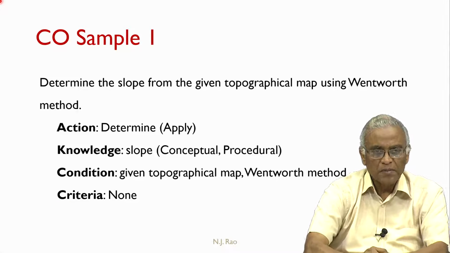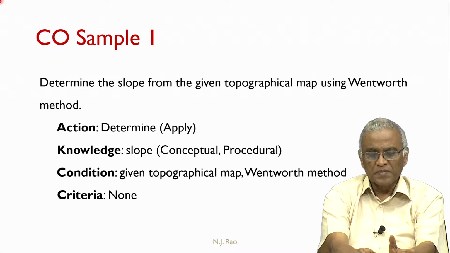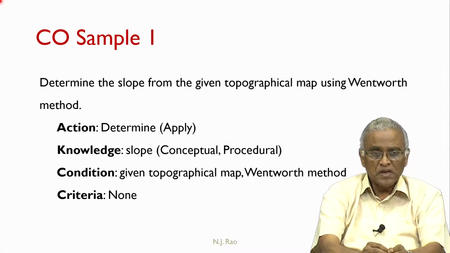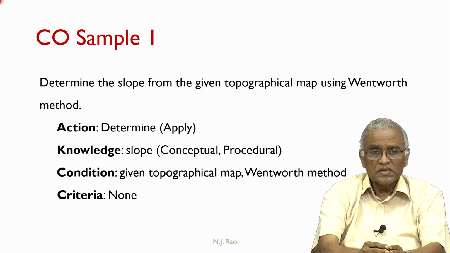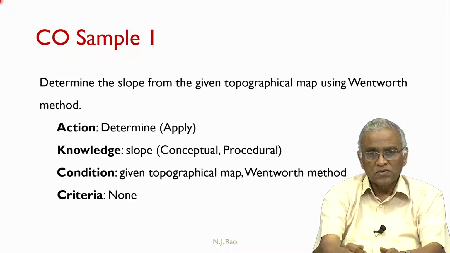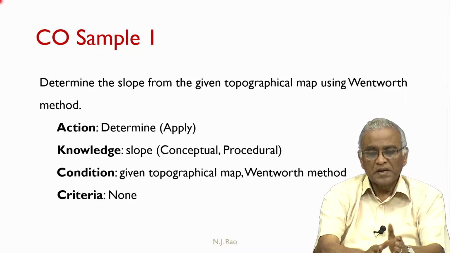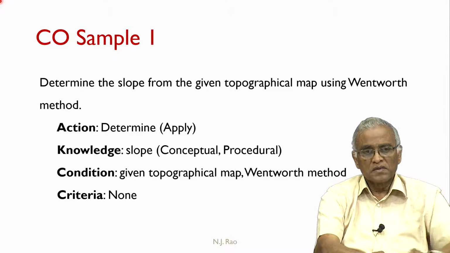Now, let us look at some samples. Determine the slope from the given topographical map using Wentworth method. Action is determine. It belongs to apply cognitive process. Knowledge part is slope. It is both a concept as well as there is a procedure associated with that. And what is the condition? You have to do it from a given topographical map, and that too you have to use Wentworth method. You have to determine the slope. We have not put any criteria for that. Okay. So, these are the elements of this sample.